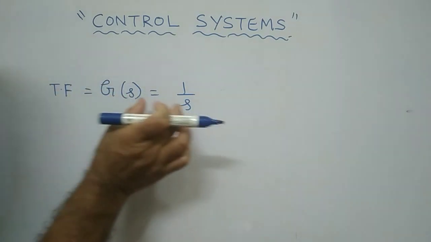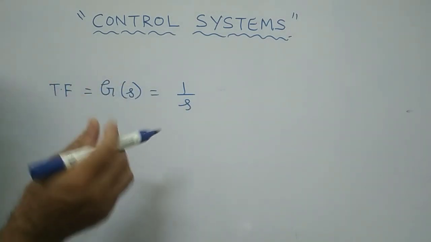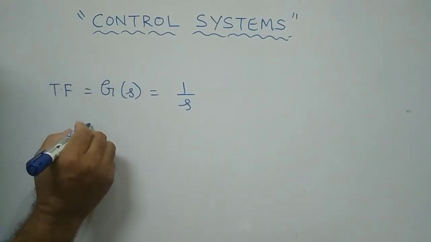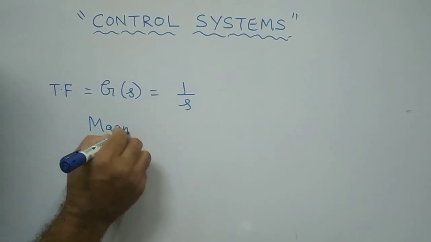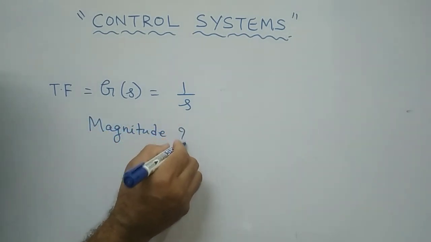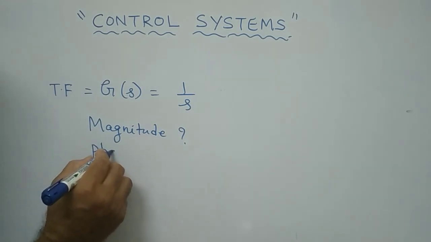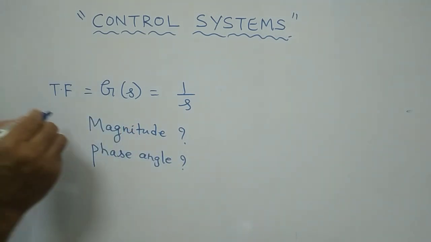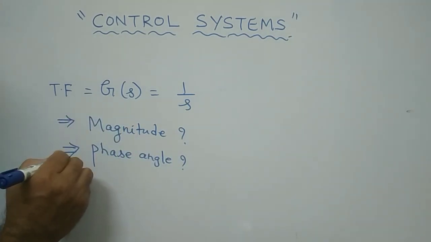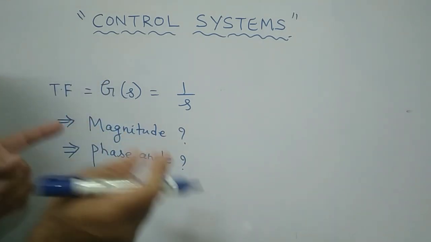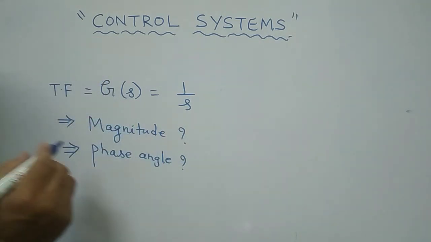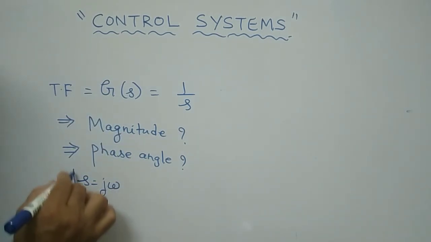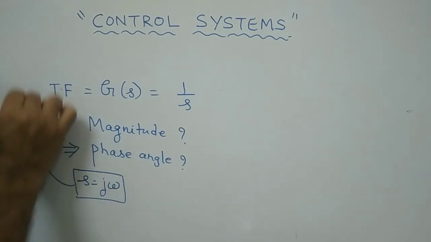Now for this transfer function, first of all we have to find out its magnitude and its phase angle. What is the magnitude, and what is the phase angle? These two are the important parameters that we need to find out. For that, we substitute s is equal to j omega in the given transfer function.